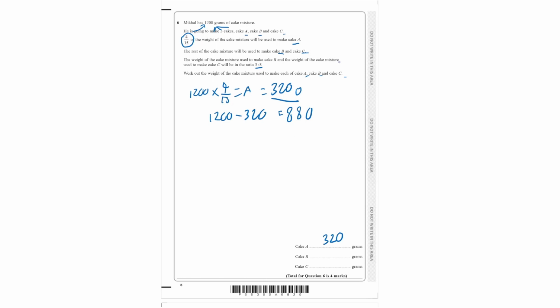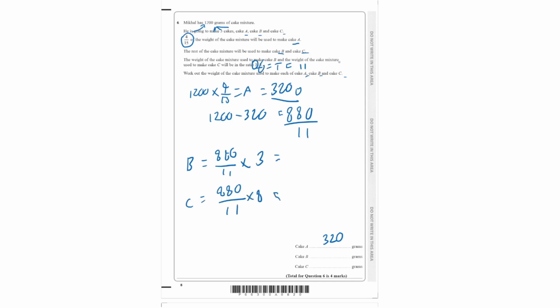The rest of the cake used to make cake B and C goes to the ratio of 3:8. Now, when dealing with ratios, we simply find the total. So 3 plus 8 is equal to 11. Then we simply divide by 11 and multiply it by the ratio we want. So for cake B, it's actually 880 divided by 11 times 3, since it's given here as 3. And then for cake C, it's given to us as 880 divided by 11 times 8.